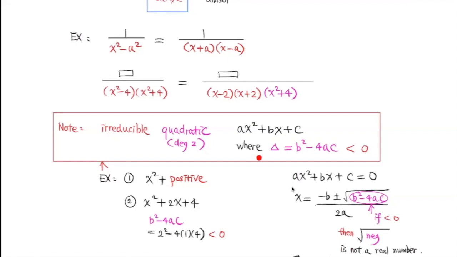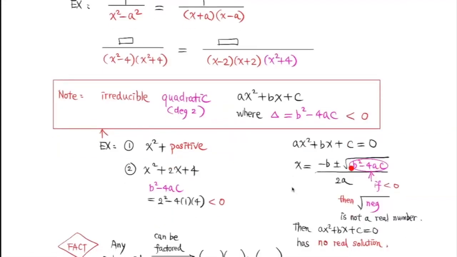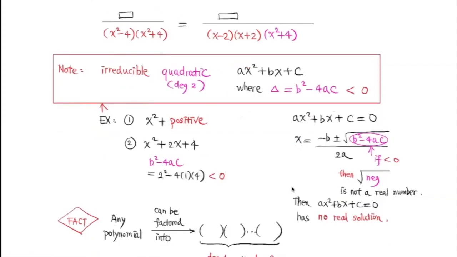Well, remember the quadratic formula? This part right here inside the square root, when it is negative, the square root of a negative is not a real number, and you will get no real solution. This part that we call delta is called the discriminant. So when b squared minus 4ac is a negative number, then this quadratic polynomial is going to be irreducible. You can tell by looking at b squared minus 4ac.